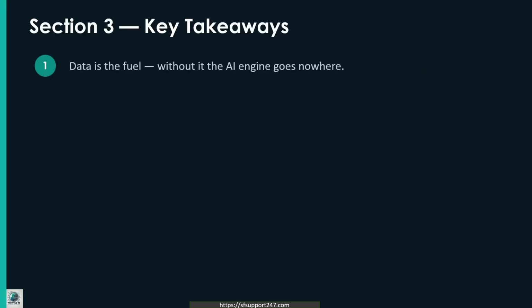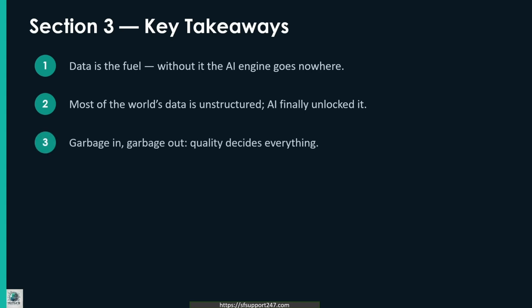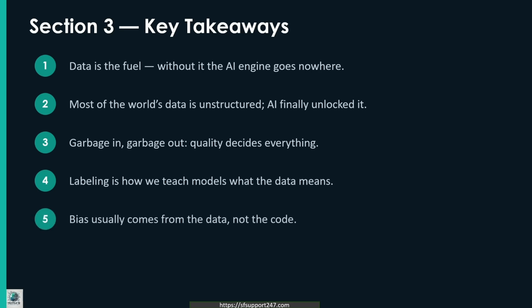Section 3 takeaways. Data is the fuel. Most of the world's data is unstructured. Garbage in, garbage out. Quality decides everything. Labeling is how we teach models. Bias usually comes from the data, not from the code. Governance: keep the data trusted, private, and legal.